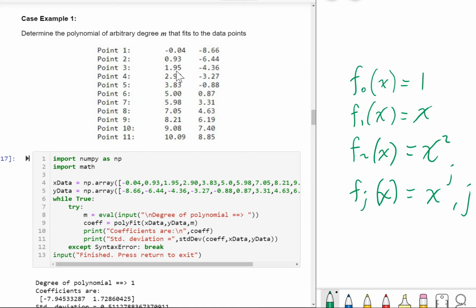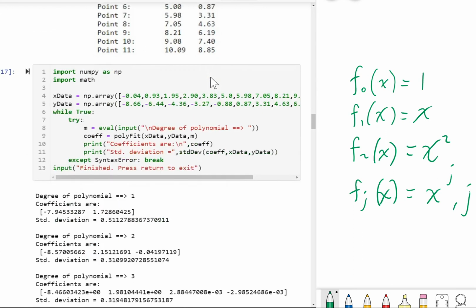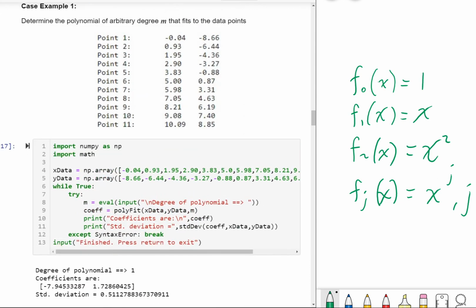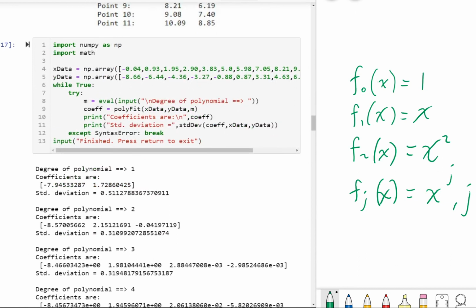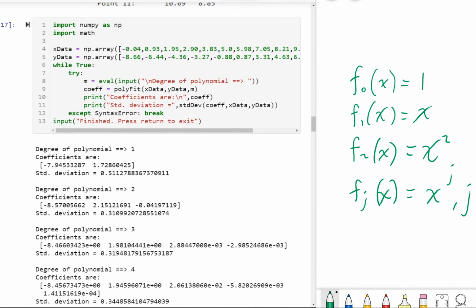So sometimes we call x the independent variable, and y is the dependent variable, meaning y is dependent on x. Okay, so our goal is to find what degree m can fit the data points best or well. Okay, so we have here the sample code to solve this one.